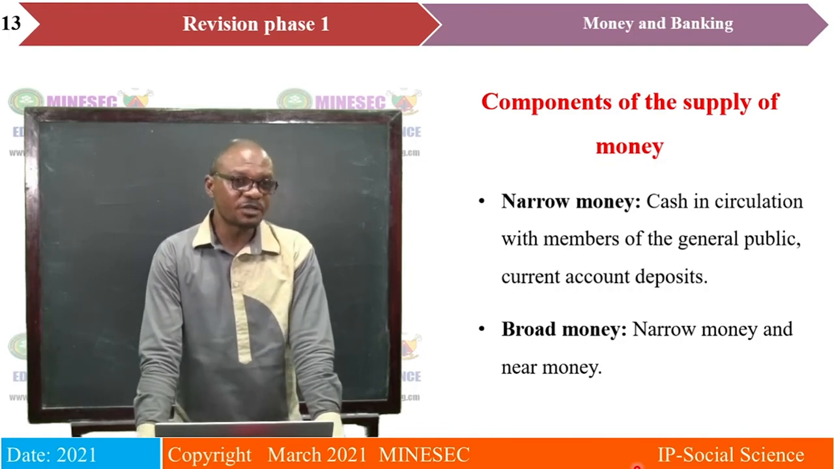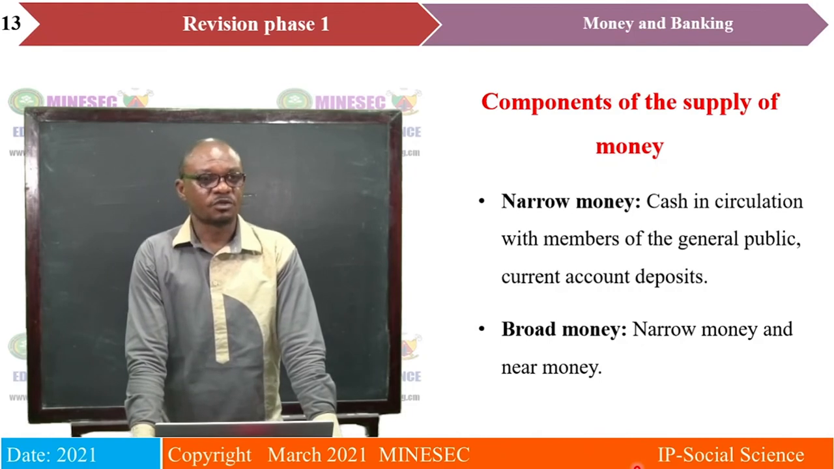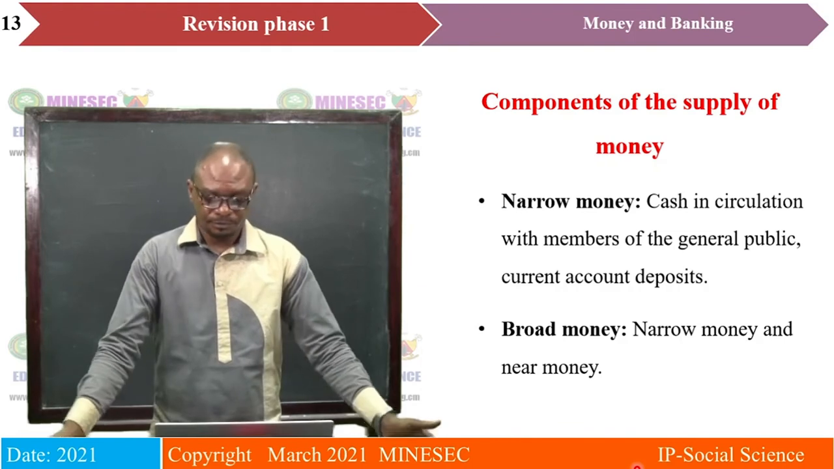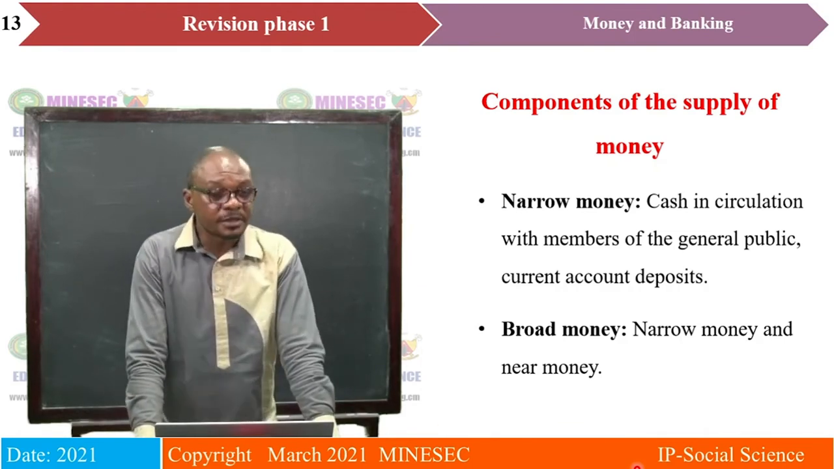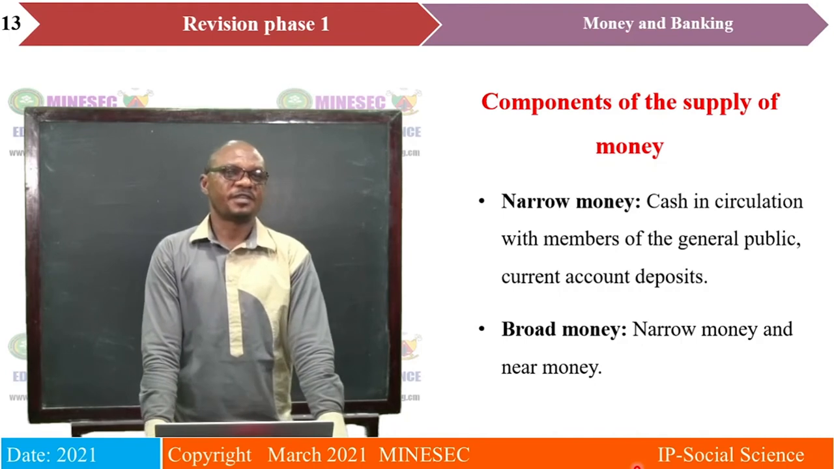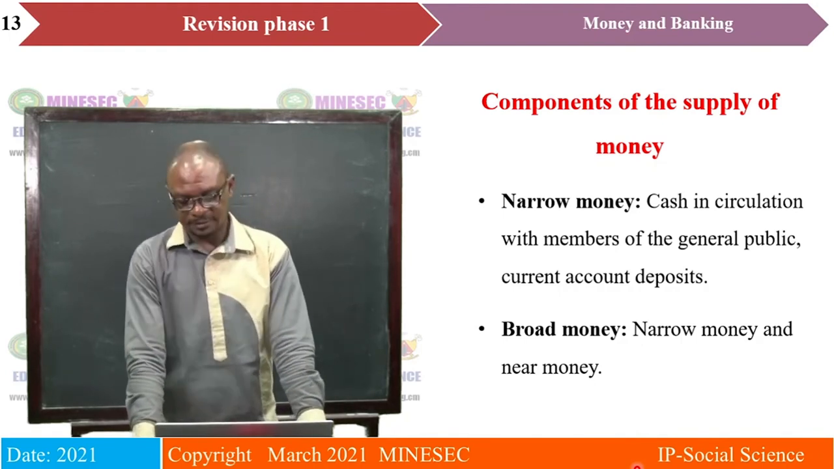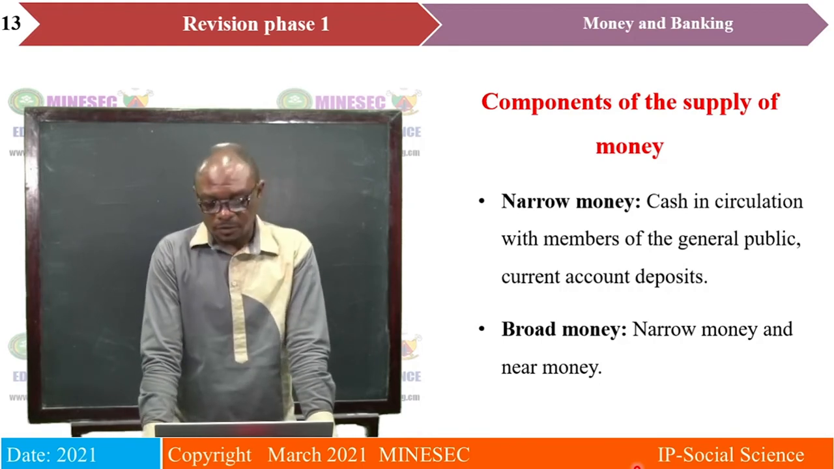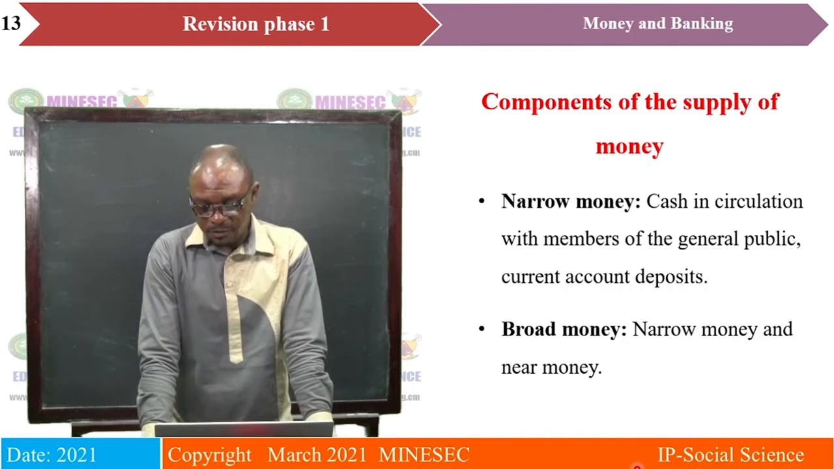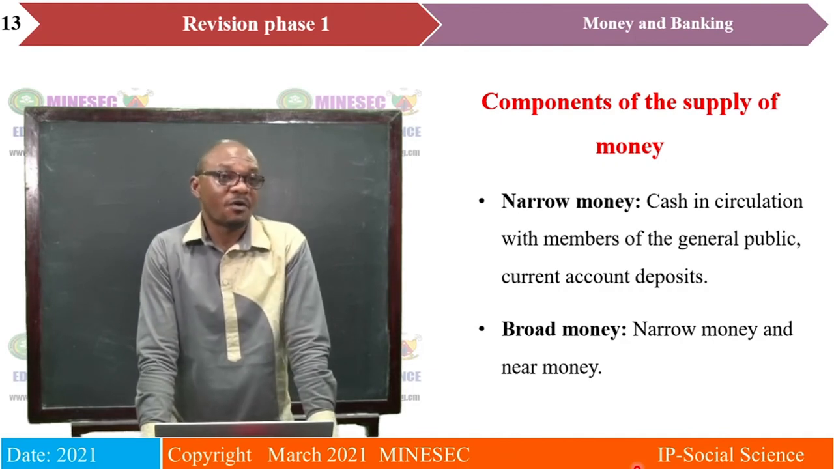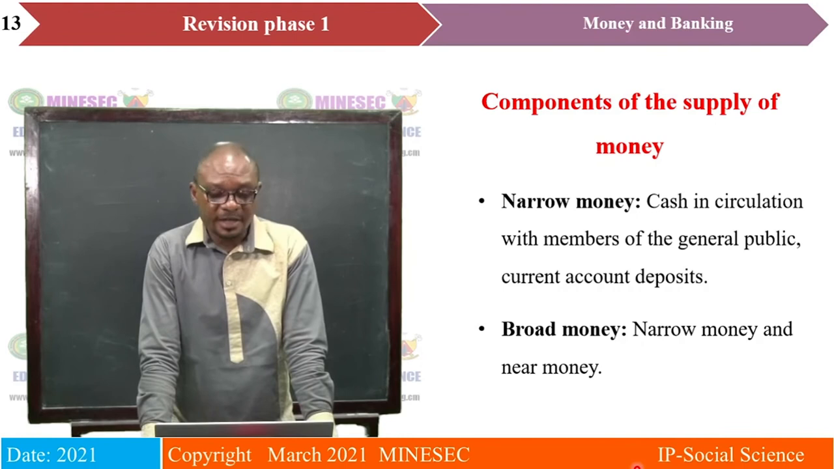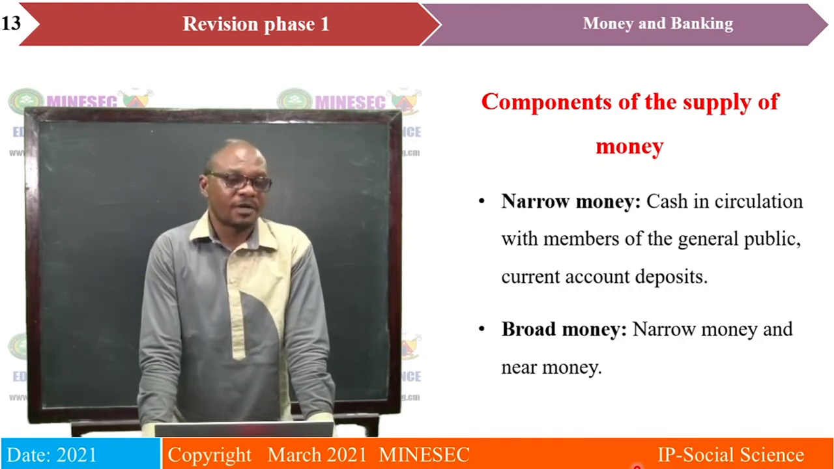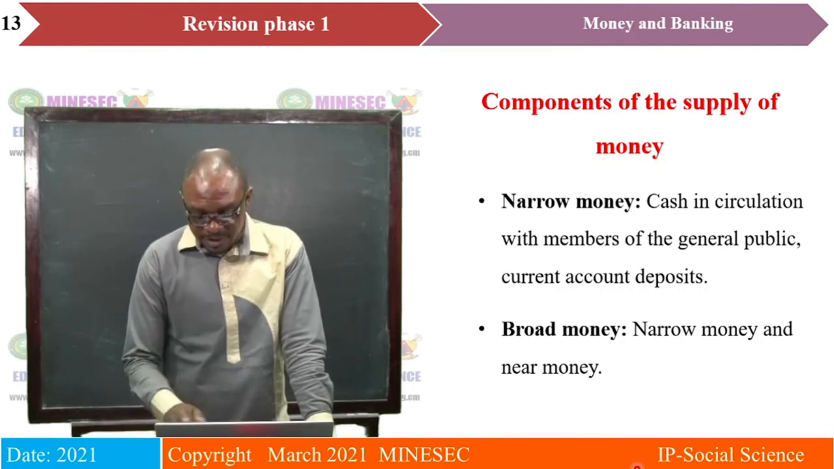Broad money is money supply in general, which is composed of narrow money and near monies like time deposits, like certificates of deposits, treasury bills, bills of exchange, and so on. So they fall under the category of broad money. Even foreign currency, because foreign currency is not a legal tender, but it can easily be converted into our local currency, and that makes it near money.